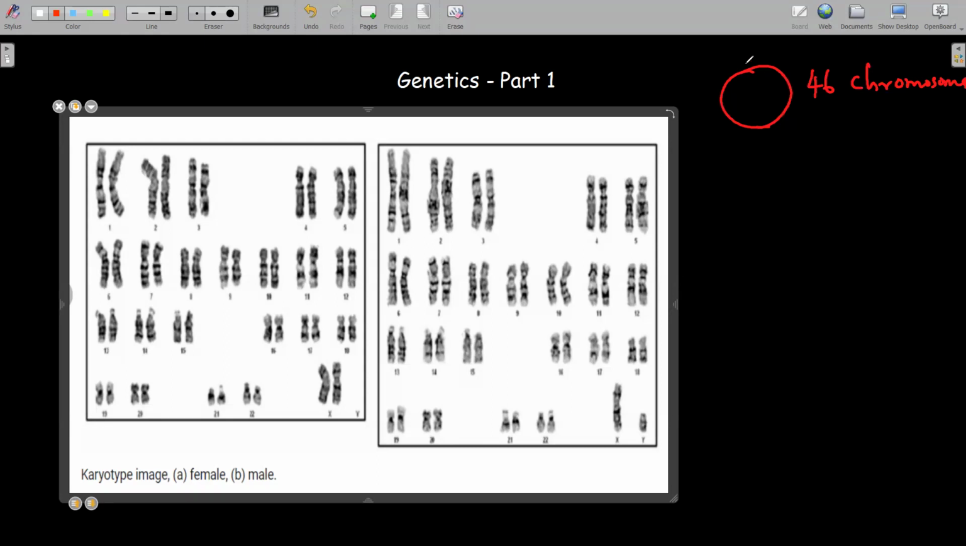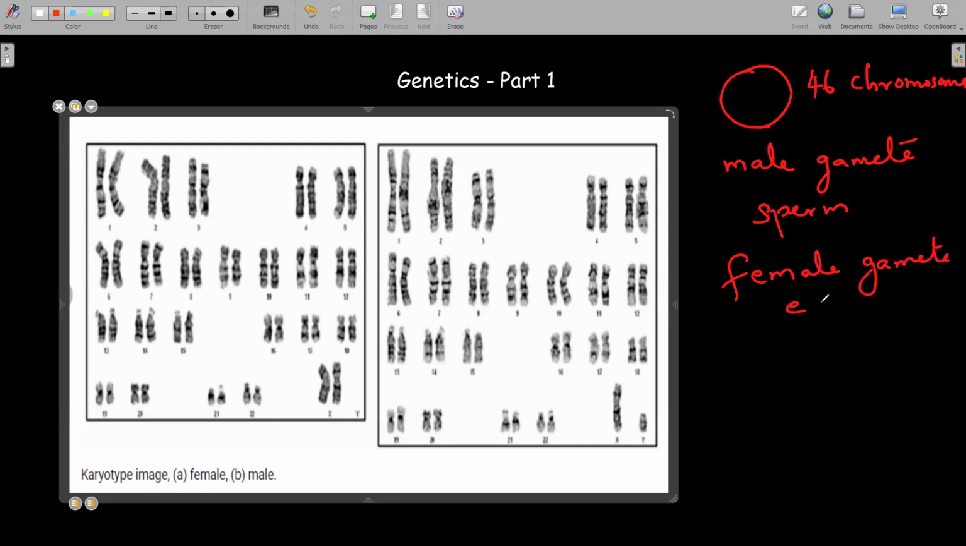So, the zygote is the first cell that is formed after the fusion of the male gamete, that's the sperm, with the female gamete, which is an egg in a human. So there, the fusion of the nucleus. The nucleus which is present inside the sperm and the nucleus which is present inside the egg, they fuse to form the zygote, which has 46 chromosomes.